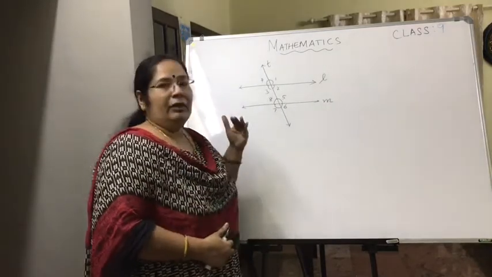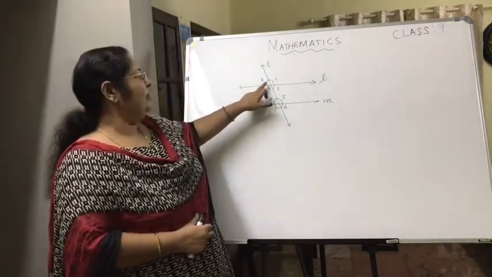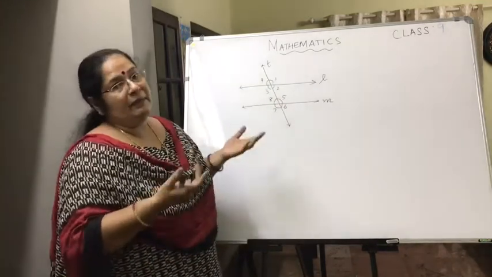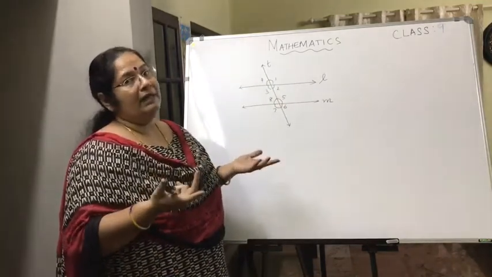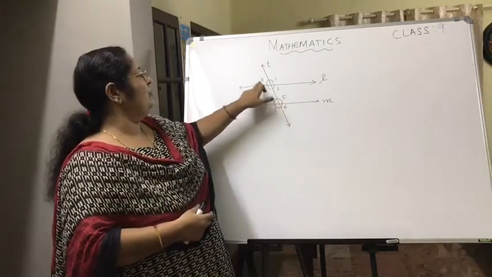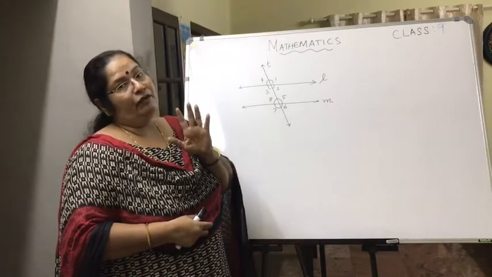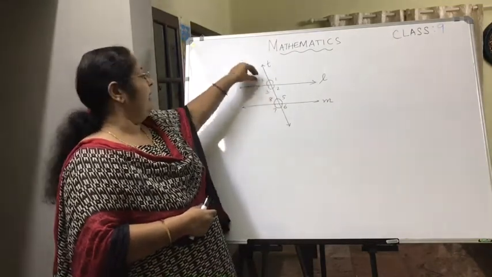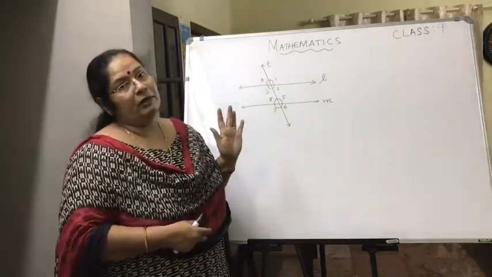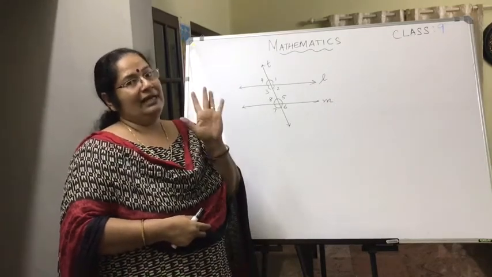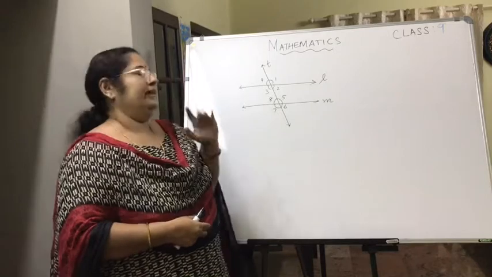Now one thing I would like to remind you, see I have marked the angles 1, 2, 3, 4, 5, 6, 7, 8 like this. It depends upon you how you mark the angles. You can even start from 1, 2, 3, 4 like this. But when you name the angles, you should be careful. Don't always say that angle 4 and angle 8 are corresponding angles. It depends upon how you mark the angles. That thing should be kept in your mind.